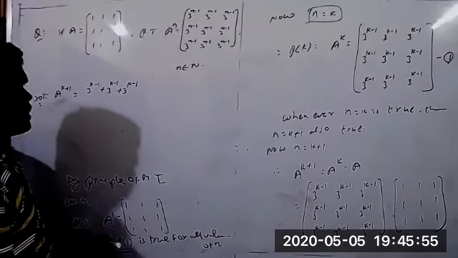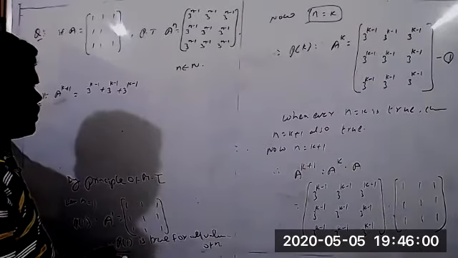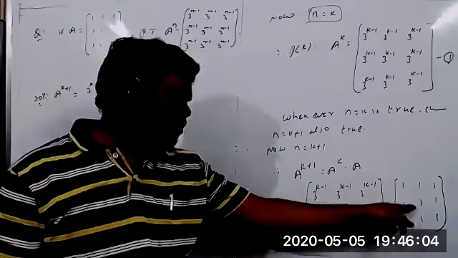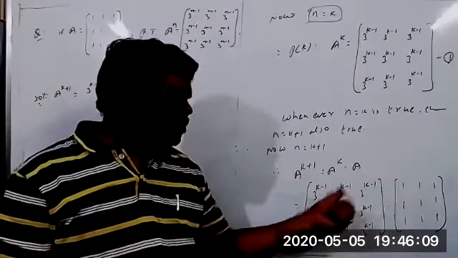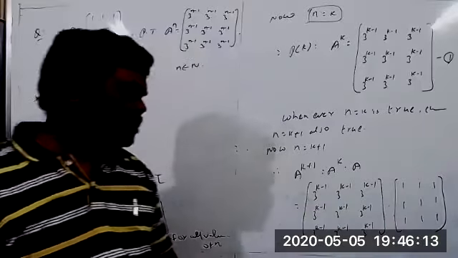In the same way, everything we get now, we are getting the same elements only. All the elements are the same. Here also we got the same: 3 power K minus 1 plus 3 power K minus 1 plus 3 power K minus 1. Here also the same thing we are getting: 3 power K minus 1 plus 3 power K minus 1 plus 3 power K minus 1.